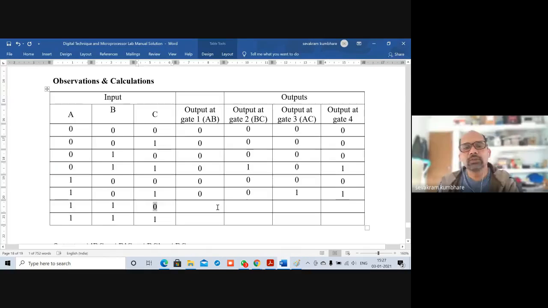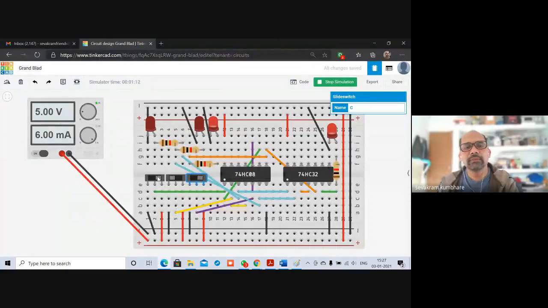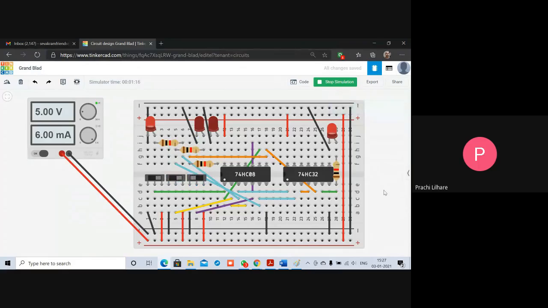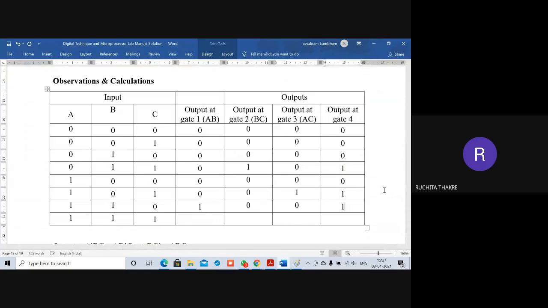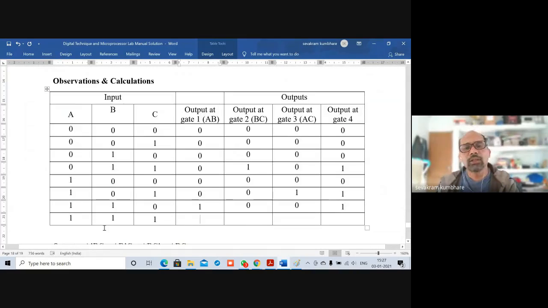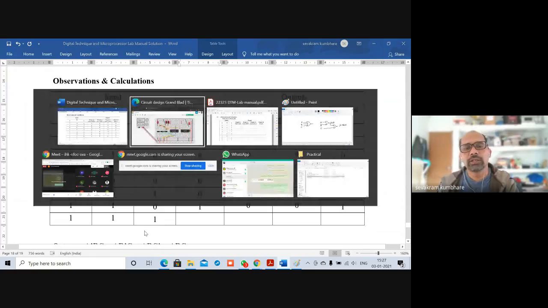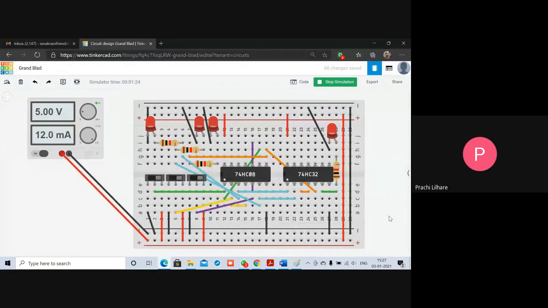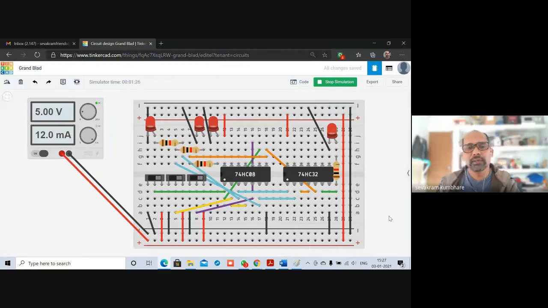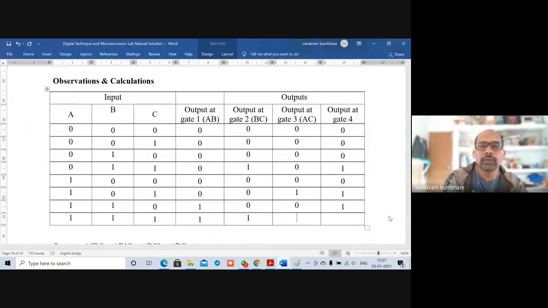Next, A is 1, B is 1, C is 0. What is the LED status? 1 0 0 1. And last is all three are 1. What is the LED status? 1 1 1 1. All of you got it?